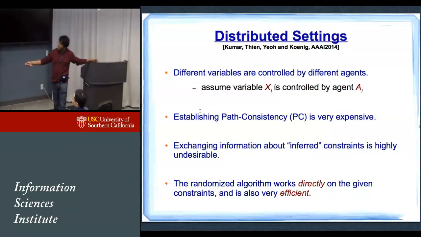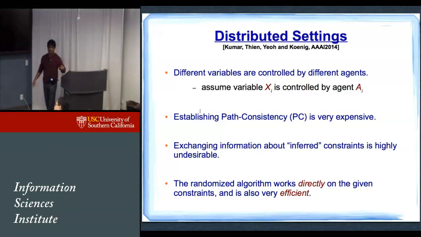And, as a matter of fact, we don't even exchange information about inferred constraints and compromise privacy issues. Right? And by the way, you can look up the empirical results of this paper that we presented in AAAI last summer. For smooth constraints, because this algorithm is so local and so efficient, we simply blow everyone else out of the water for smooth constraints in distributed settings.